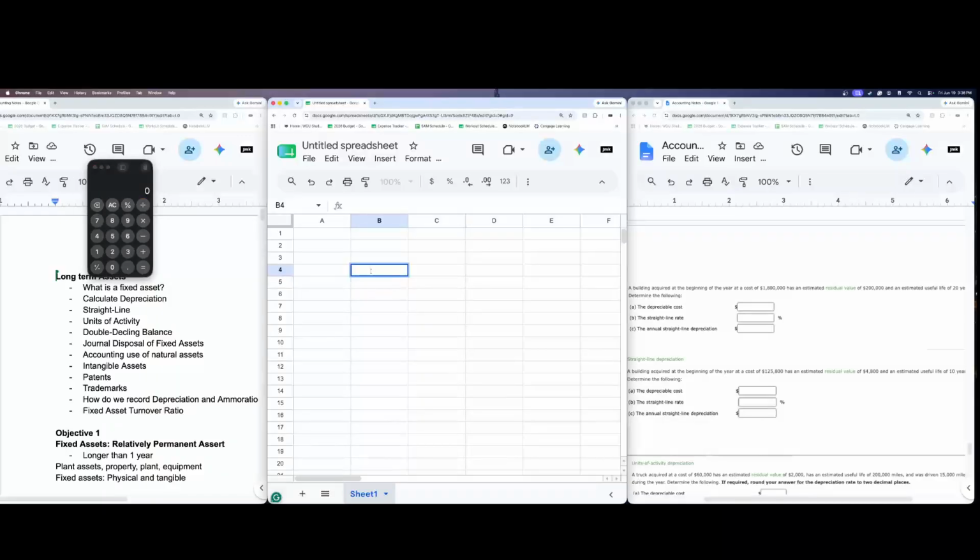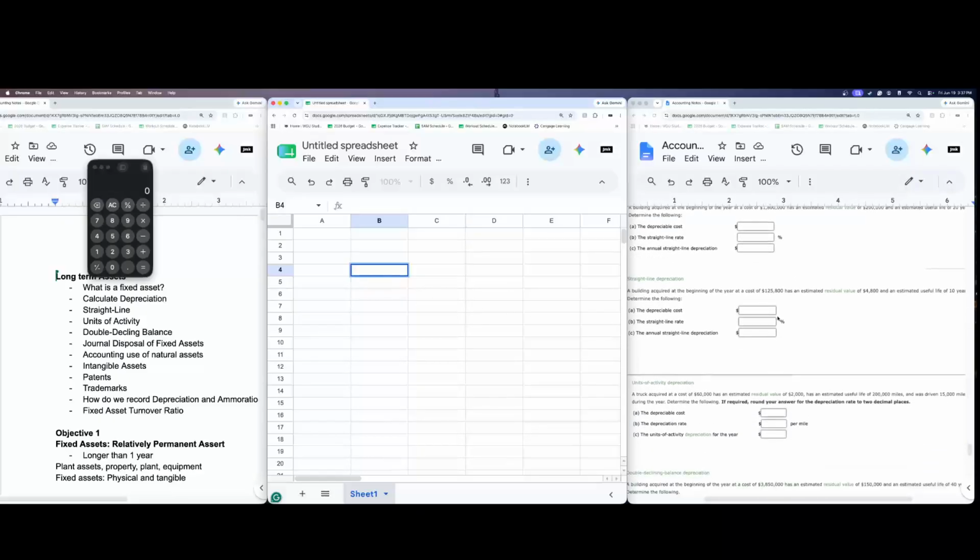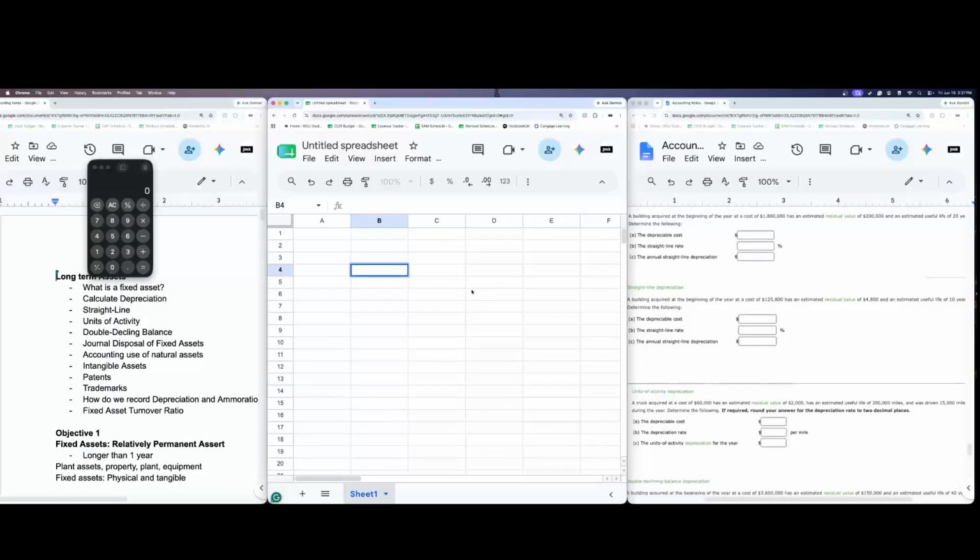So let's start with the first question. A building acquired at the beginning of the year at the cost of $1,800,000.